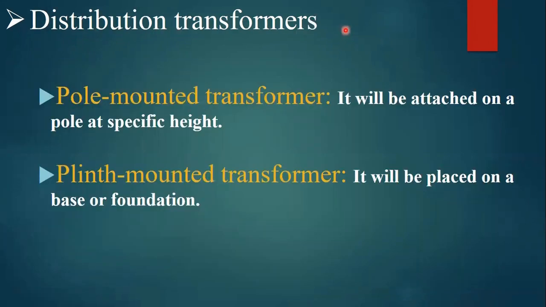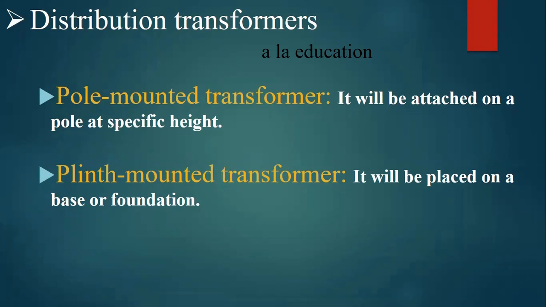Next, we will see distribution transformers. Distribution transformers are divided into pole-mounted transformer and plinth-mounted transformer. If the rating of the transformer is less, then it is very easy to attach the transformer to the pole. So that is called pole-mounted transformer. If the rating of the transformer is high, then the size and weight of the transformer also will be high. So it is very difficult to attach it to a pole or place it on a pole.